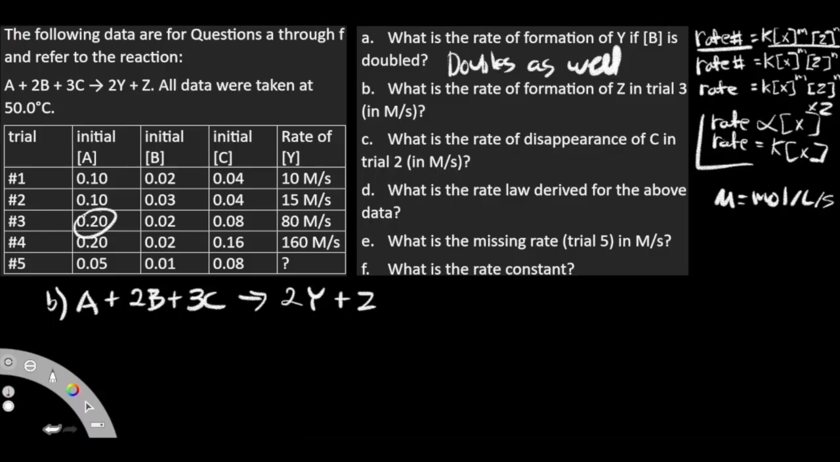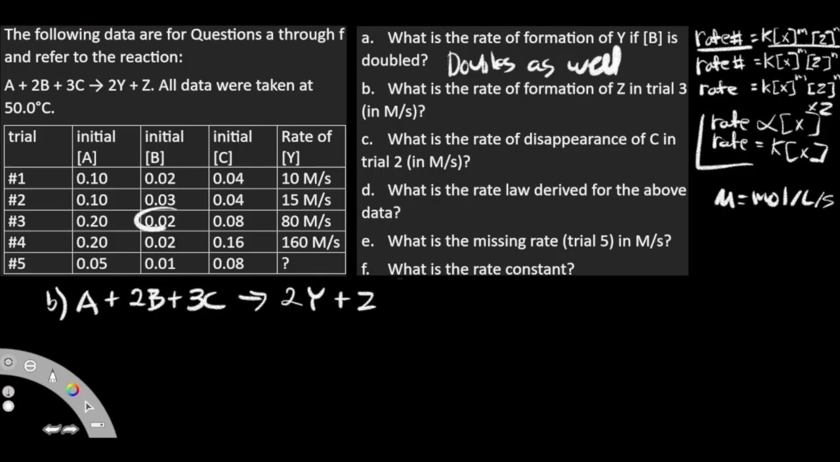Are we going to be using our initial A, or our initial B, or our initial C concentration? Well, it doesn't really say. All it's saying is trial 3, and then just find the formation of Z, so it doesn't really matter. That means I'm just going to use any. I can use B or C or A. I'm just going to use B for now.